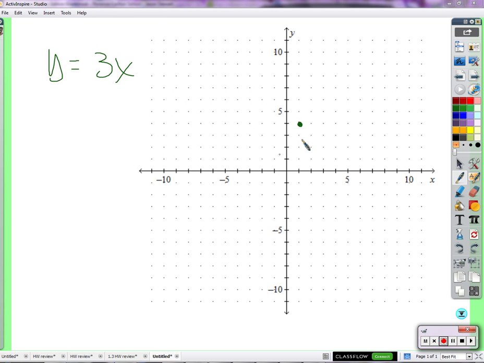So let's talk about, is it possible for this point to belong to the graph of this equation, this function? Can someone tell me something about this point, Molly? The point is 1, 4. It's at x is 1 and y is 4. That's all I wanted to know for the moment. Okay? Everybody agree? Agreed. It's at 1, 4.